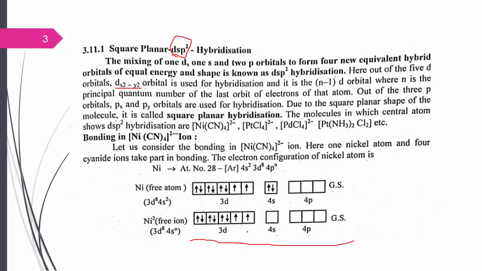But here, we can try to understand, when the ligands come close to the Ni2+ metal atom, at the same time the two unpaired electrons become paired, and one of the d orbitals becomes vacant. So the d orbital is vacant, the 4s orbital is vacant, and of the 4p we need only two orbitals. This we require and this we require. Therefore, it forms the dsp2 hybrid orbitals.